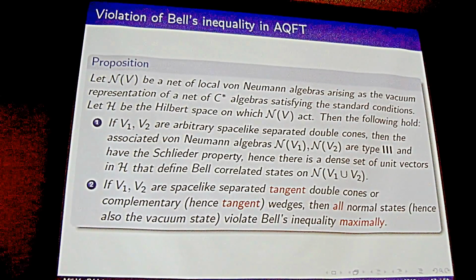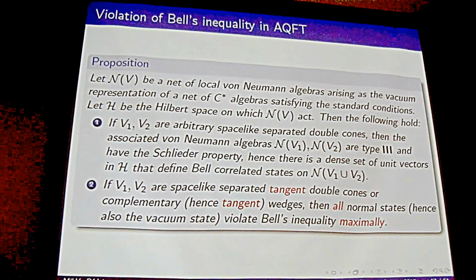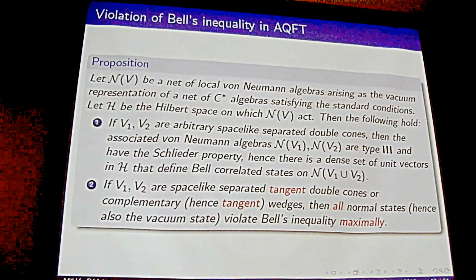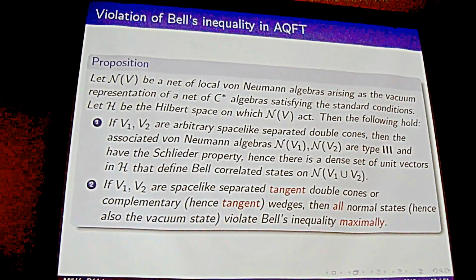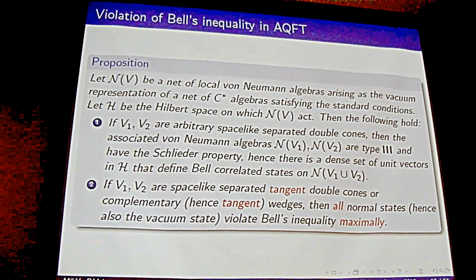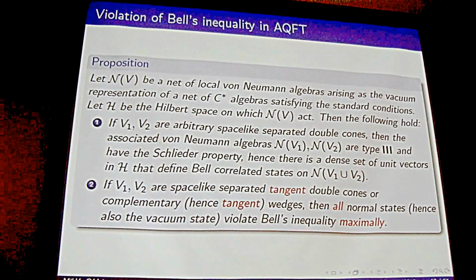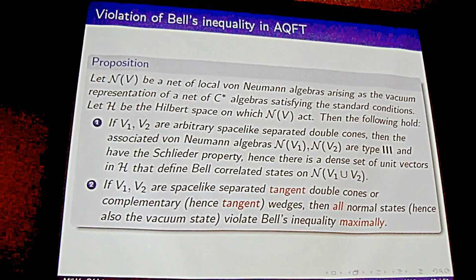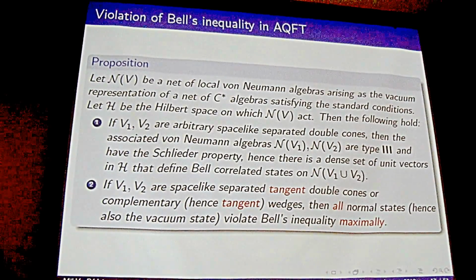Okay. So again, here's the situation. If you have two space-like separated space-time regions, of which you only know that they are space-like separated, but you don't know more about them, then there's a dense set of normal states which violate Bell's inequality maximally. And if these two regions are such that they are tangent double cones, which are situated like this. This is the tangent cone. This is a double cone. This is a double cone.